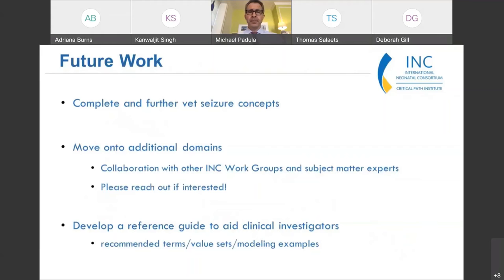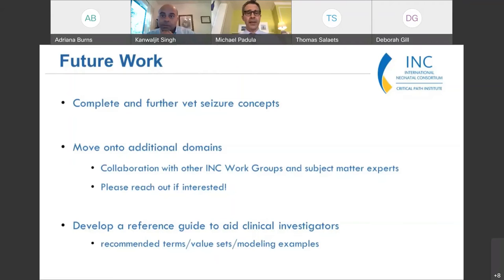So our next steps involve just completing and further vetting the seizure concepts. And we look forward to moving on to additional domains, working with other work groups and subject matter experts. So please reach out if you're interested at all. We would love to put you in the queue and work together to address different domains and topics.